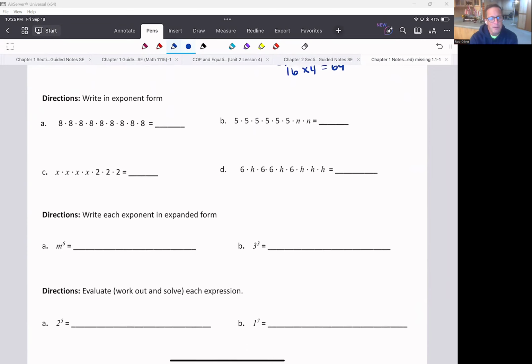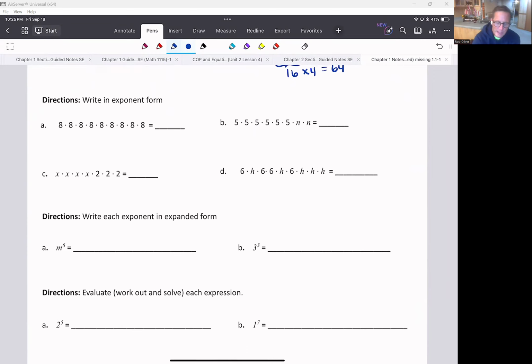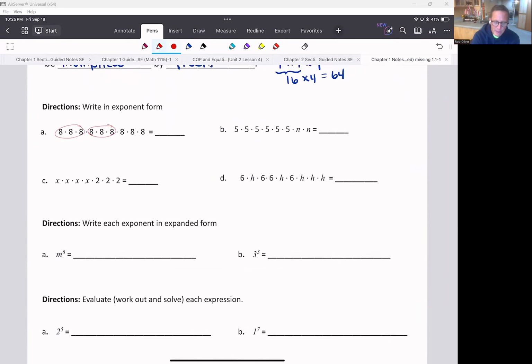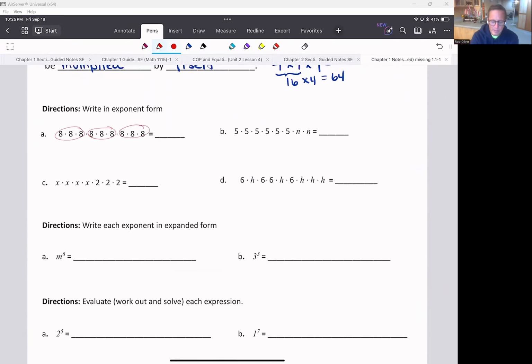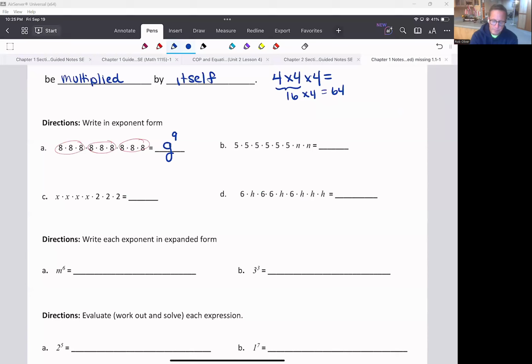Now this next part, writing in exponent form, we just have to be able to write, for example A, we have a bunch of 8s. How many 8s do we have? I'm going to count by 3s: 3, 6, 9. So that's going to be 8 to the 9th power.